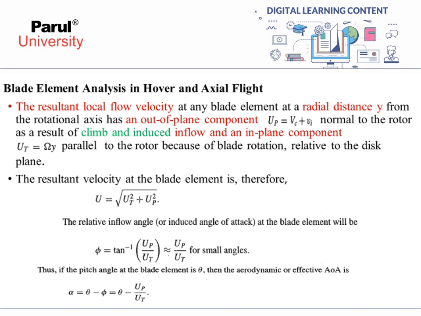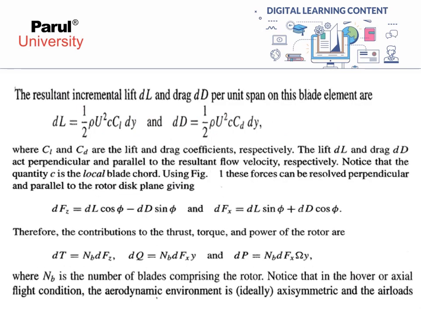Right? Okay, next. The resultant incremental lift dL and drag dD per unit span on this blade element are dL equal to 1 upon 2 rho U square c into Cl into dy, and dD equal to 1 upon 2 rho U square c into Cd into dy, where Cl and Cd are the lift and drag coefficients respectively. The lift dL and drag dD act perpendicular and parallel to the resultant flow velocity respectively. Notice that the quantity c is the local blade chord.